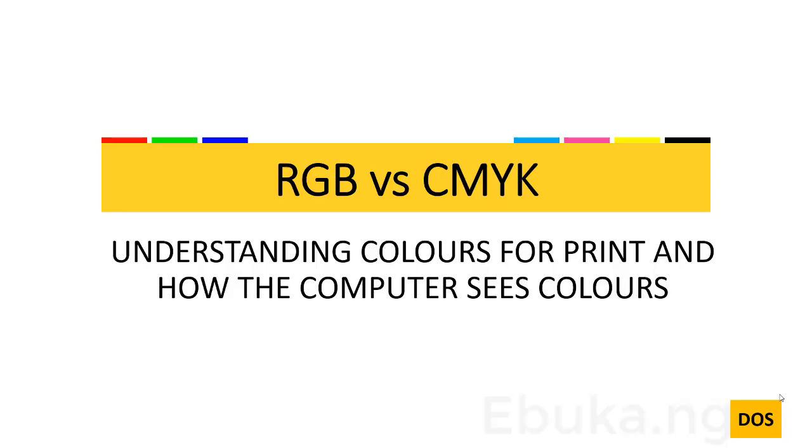In this video, we're going to be talking about RGB versus CMYK. These are two different color modes, the two most popular color modes for designers, and we need to learn how each of them works and when to use which. We're also going to understand how the computer sees colors. Let's go in and start from RGB.